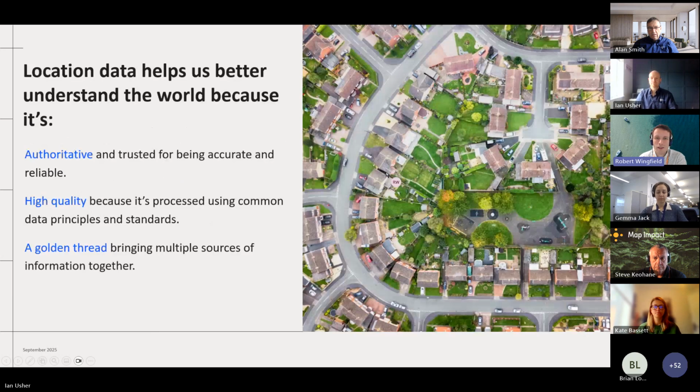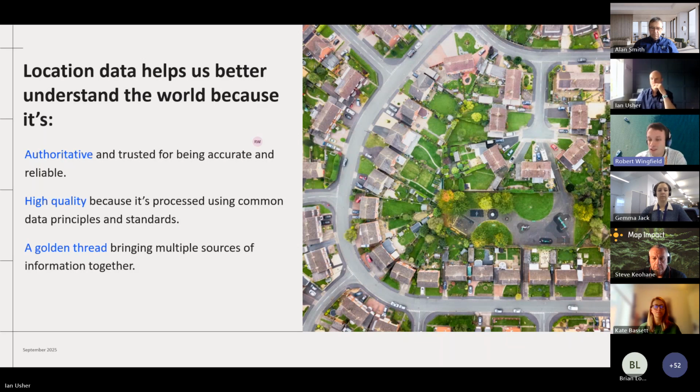So if we move forwards. There we go. Just thinking about how location data can really help us understand the world. These are some key principles to make clear the value of geospatial and the value of OS data in supporting this.